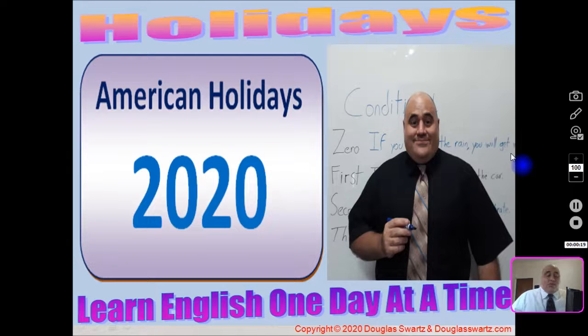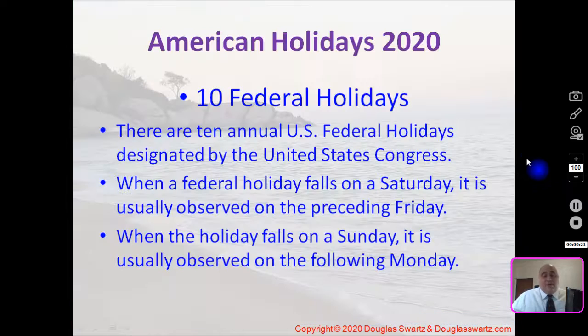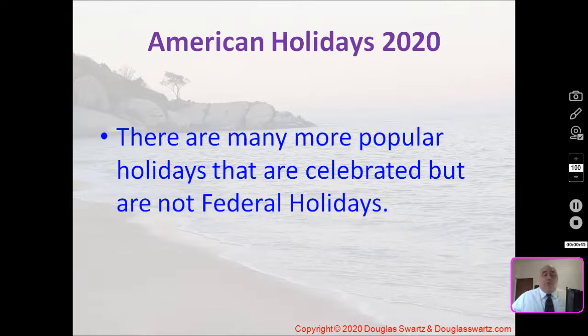Let's get started. We're going to talk about the 10 federal holidays that we have in America, as well as some of the more popular holidays. So the federal holidays were designated by the United States Congress, and if they happen to fall on a Saturday, they observe the holiday the Friday before, or if the holiday falls on a Sunday, they observe it the Monday after. And there are many more holidays that we celebrate in America, but there's only 10 federal holidays. So we're going to go through a little bit of both. So let's get started.